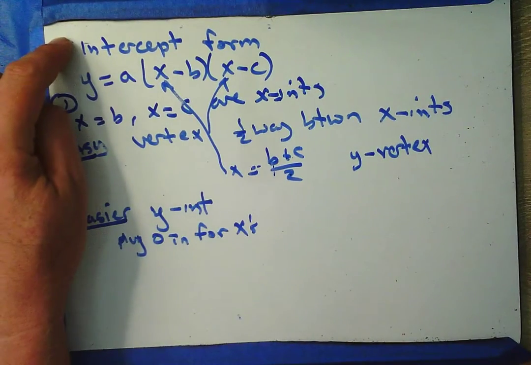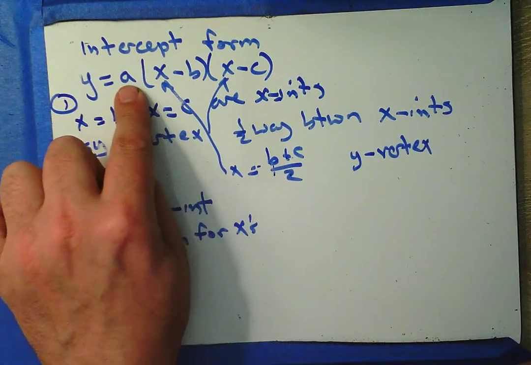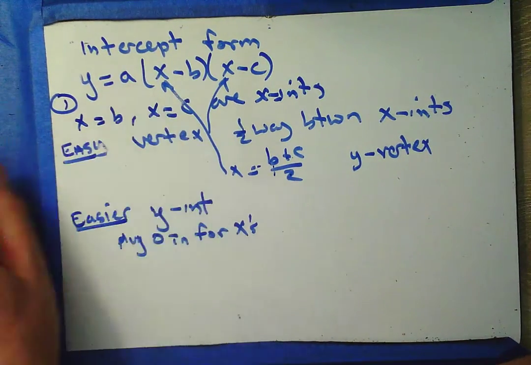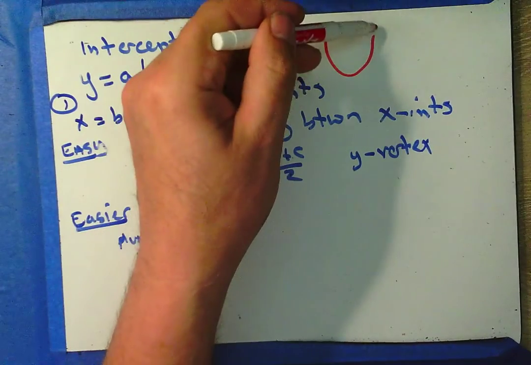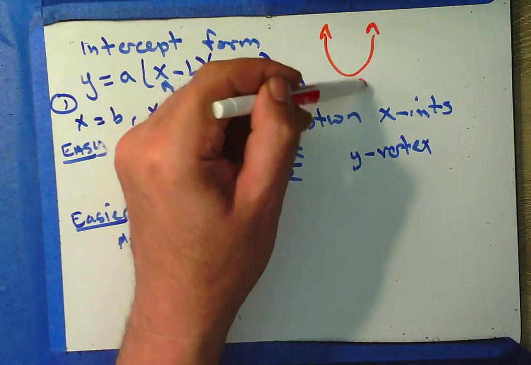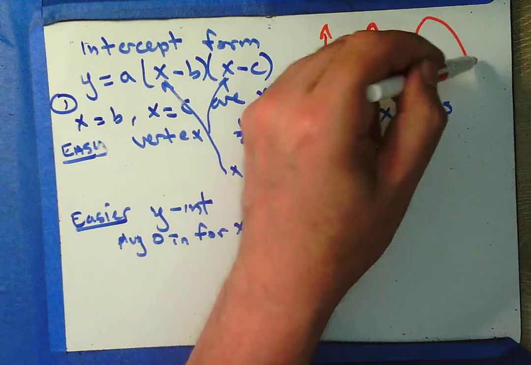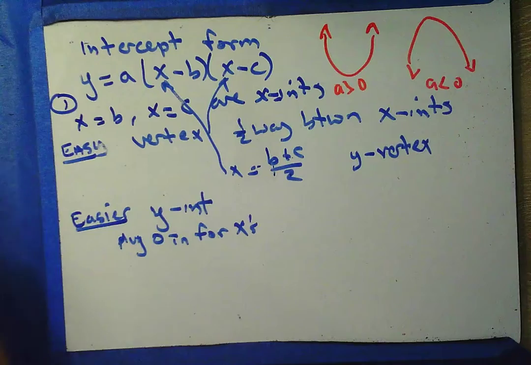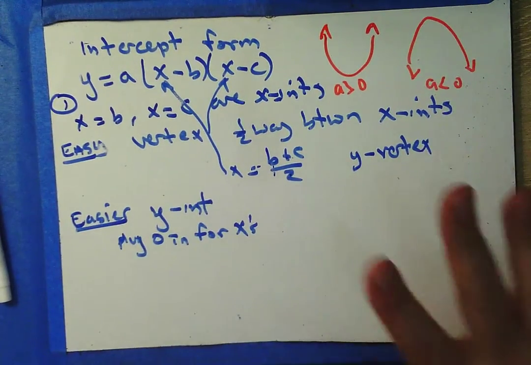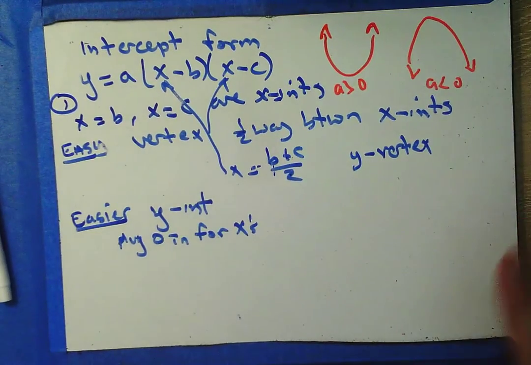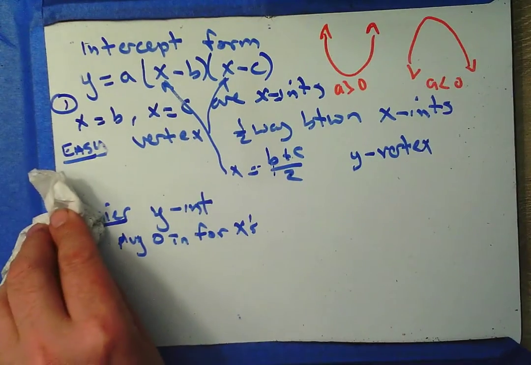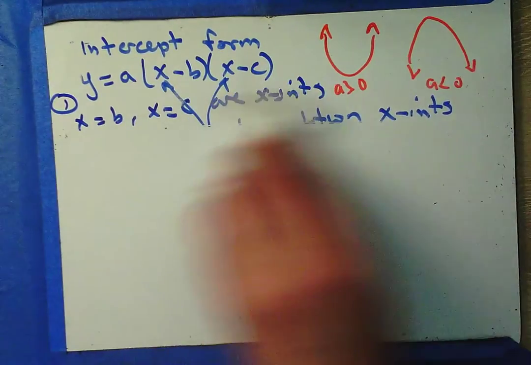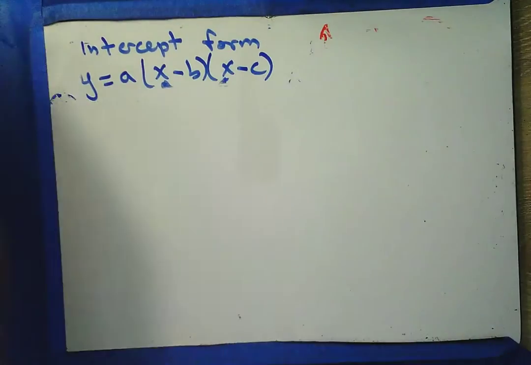In intercept form, like in all the other forms, it's important to pay attention to whether a is positive or not. When a is positive, my parabola is going to point up. And when a is negative, my parabola points down. So pay attention to your a values. That's definitely a thing when you think you're done graphing. Make sure, go back and look to make sure that your shape has the appropriate sign for its a value.